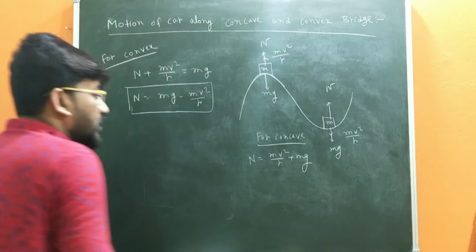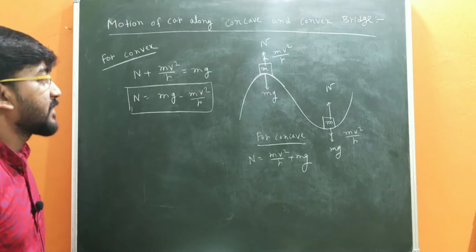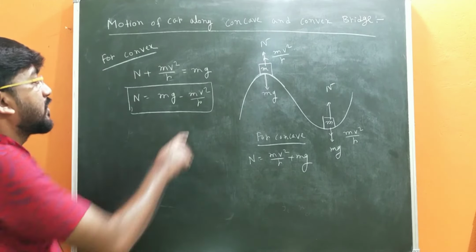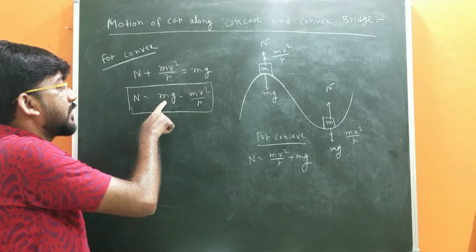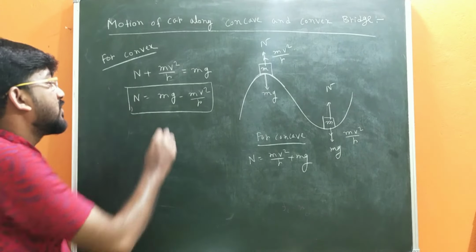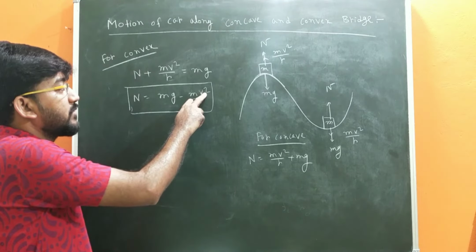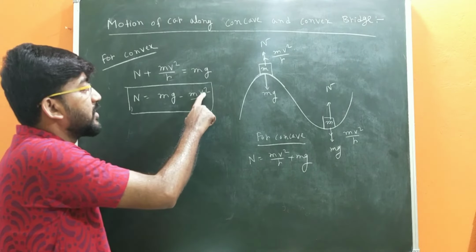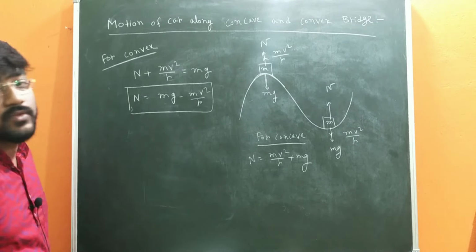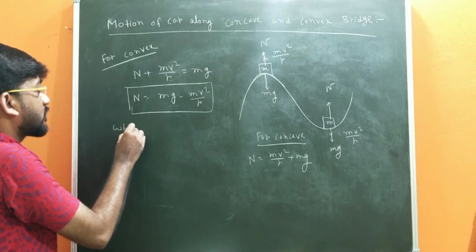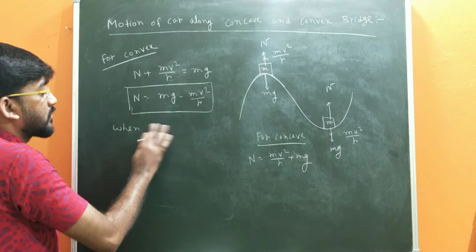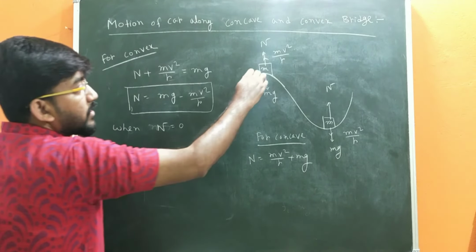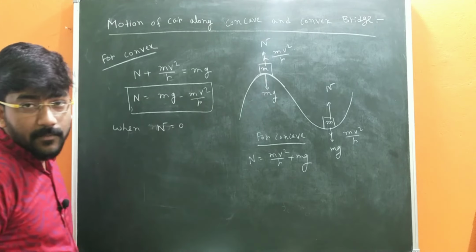So what is happening if you analyze these two situations? For this case, at this location, what will happen? If velocity increases, then mg minus mv square by r will decrease, because mg is fixed. As soon as velocity increases, mv square increases, so the normal reaction will decrease, and obviously we will get a particular velocity for which N is equal to 0. When N is equal to 0, that means there is no contact, the car has no contact with the surface.